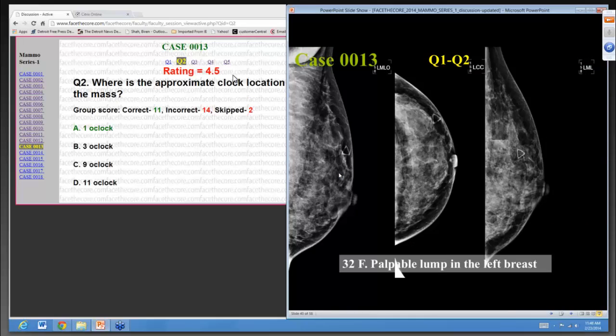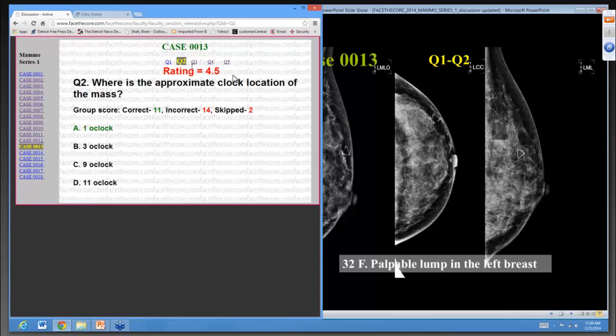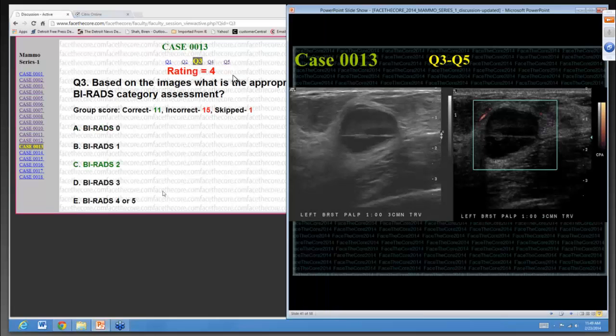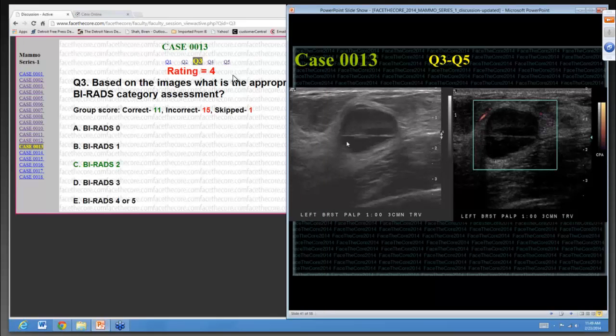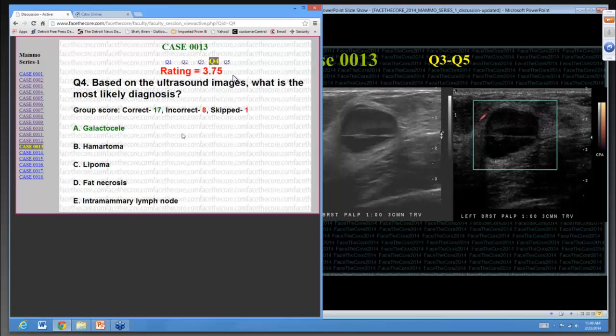So we give clock positions often, and especially when we do an ultrasound, we usually like to tell the technologist to do a targeted ultrasound between these clock positions. And go to questions 3 through 5. Based on the images, what's the appropriate BI-RADS category assessment? And this shows the fat fluid level. So the fluid is the anechoic part, and this hypoechoic area on top is the milk of the galactocele. And so this is a classic appearance of a galactocele. There's no internal vascularity. These are benign, they usually self-resolve. Sometimes we aspirate them in situations where a patient is complaining of extreme discomfort, and it's more for symptomatic relief.